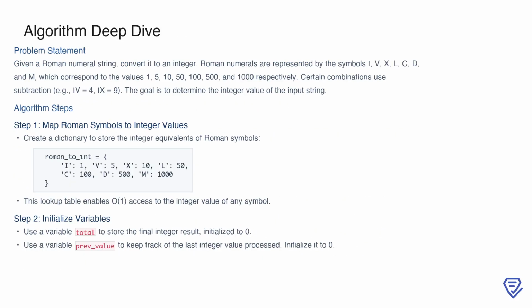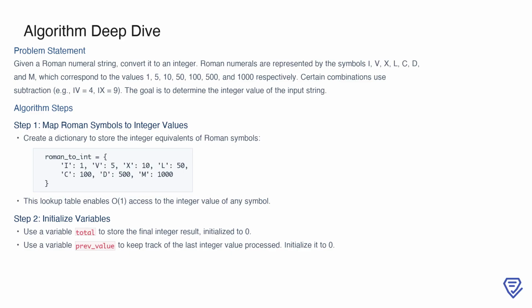To solve the problem of converting a Roman numeral string into an integer, we need to understand the core representation of Roman numerals. They are built using 7 symbols, I, V, X, L, C, D, and M, which correspond to the integer values 1, 5, 10, 50, 100, 500, and 1000, respectively. Additionally, Roman numerals use a subtraction mechanism for certain combinations, such as IV for 4 and IX for 9. The task is to compute the integer equivalent of a given Roman numeral string.